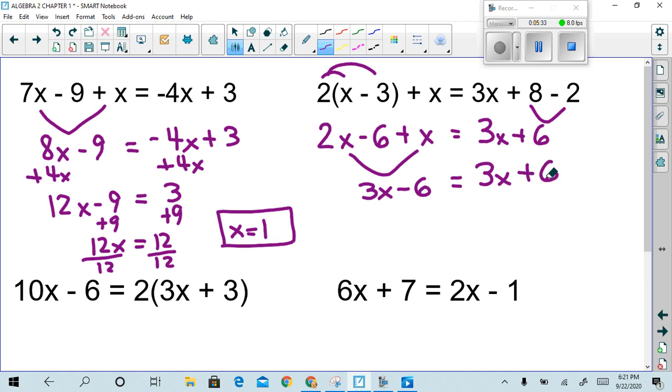What's my next step? Let's collect variables. It's better to do it in this order. Cancels, cancels. I've got negative 6 is equal to 6. Not true. No solution.